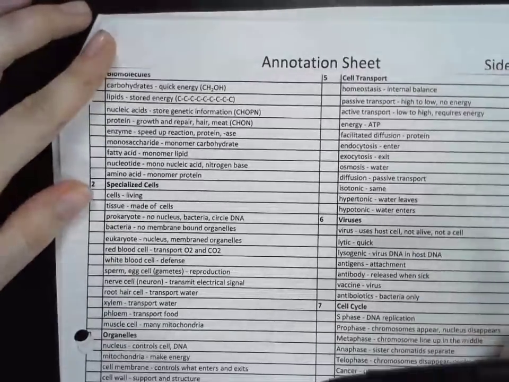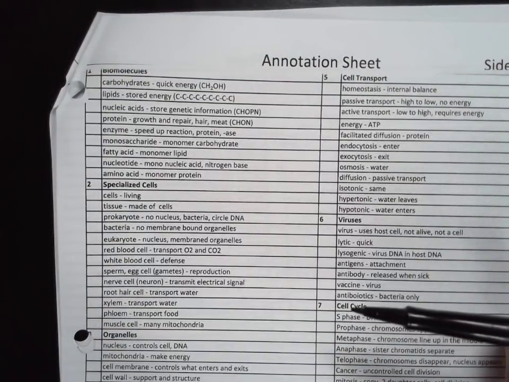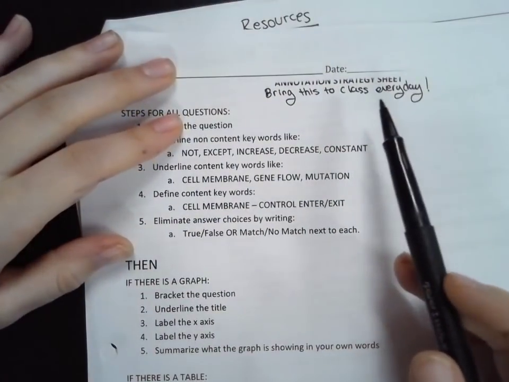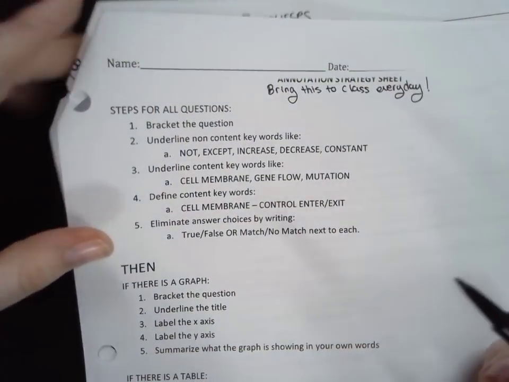On your next sheet, you have an annotation sheet that are all of the keywords from all of the units that we've covered, just to give you some more context and to help you review as you're going through the questions. Third, you have the annotation strategy sheet that we went over yesterday, but just so you have another copy. So let's get started with reviewing ecology.